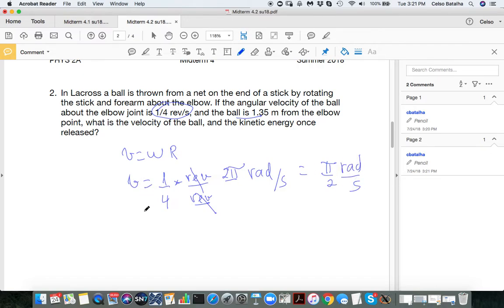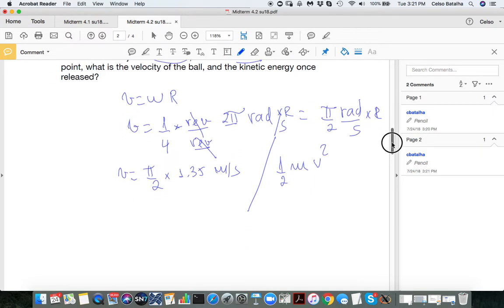Now, times radius. So the velocity should be pi over 2 times 1.35 meters per second. If you want to know the kinetic energy, half mv squared. And the mass of the ball, I gave there. You could put anything, anything would be fine. 0.20 grams, and then you can solve that.